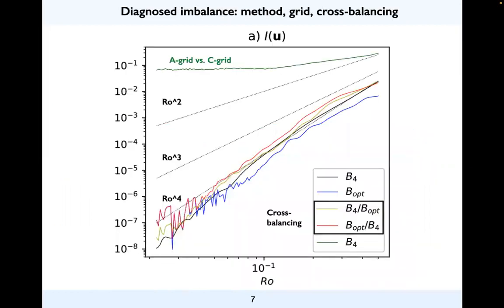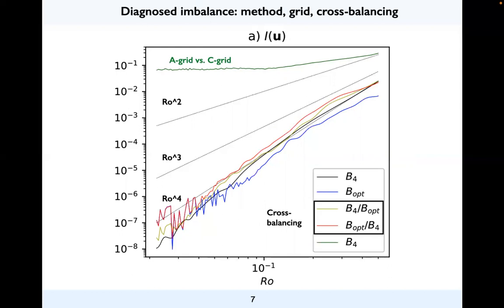Just very quickly, how we do this for a range of Rossby numbers and for trying different methods. I think you cannot see very well, but the black line is the one with the higher order decomposition. The blue one is the optimal balance method. And then we do cross balancing. So we take one balanced state and put it in the other rebalance method and the other way around. That's shown in yellow and red. And what we see is all of these methods are comparable. There are differences, but not too much. And they follow the scaling of Rossby number to the power 4 for wave emission.